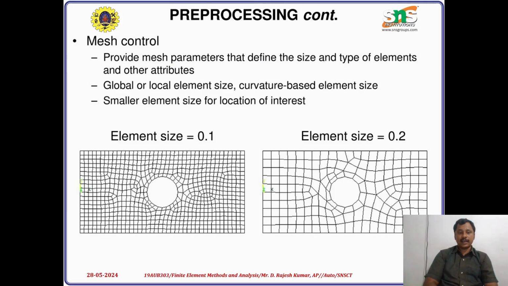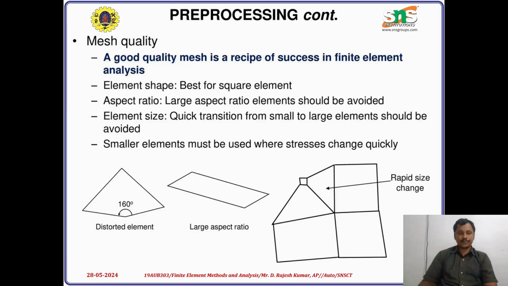You can see the slide with two different images. In the first image, the element size is 0.1, and in the second image, the element size is 0.2, in millimeters. The mesh control provides the parameters that define the size and type of the element and other attributes. The coordinate system may be global or local, as well as the element size. Smaller element sizes should be used at locations of interest.